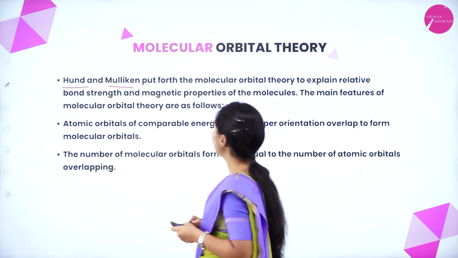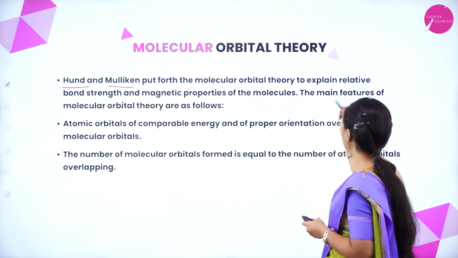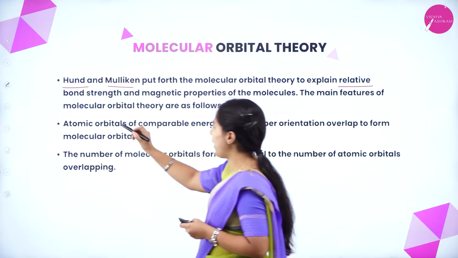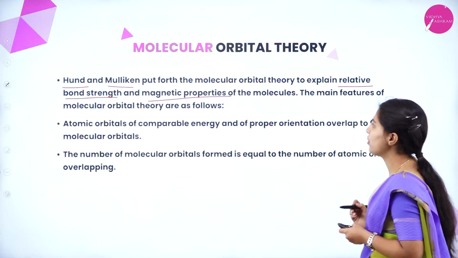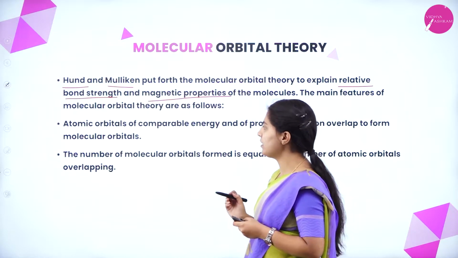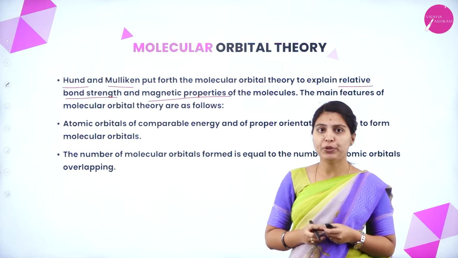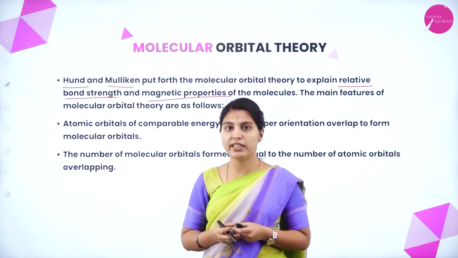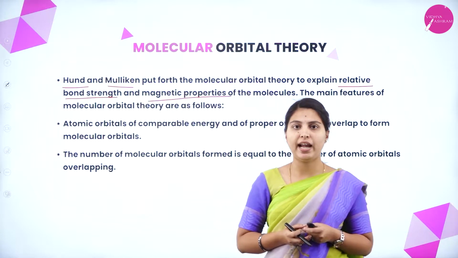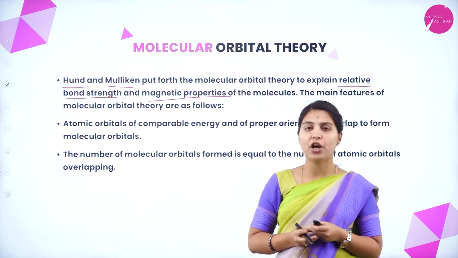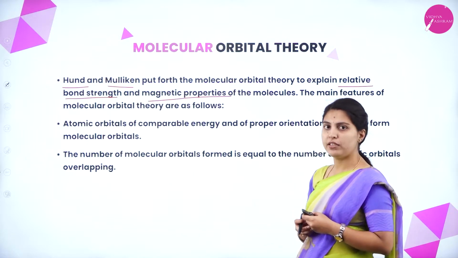Hund and Mulliken put forth the molecular orbital theory to explain relative bond strength and magnetic properties of molecules. The main features of the molecular orbital theory are as follows. Hund and Mulliken are the scientists who put forth the molecular orbital theory to understand the relative bond strength and the magnetic properties of the molecule also.